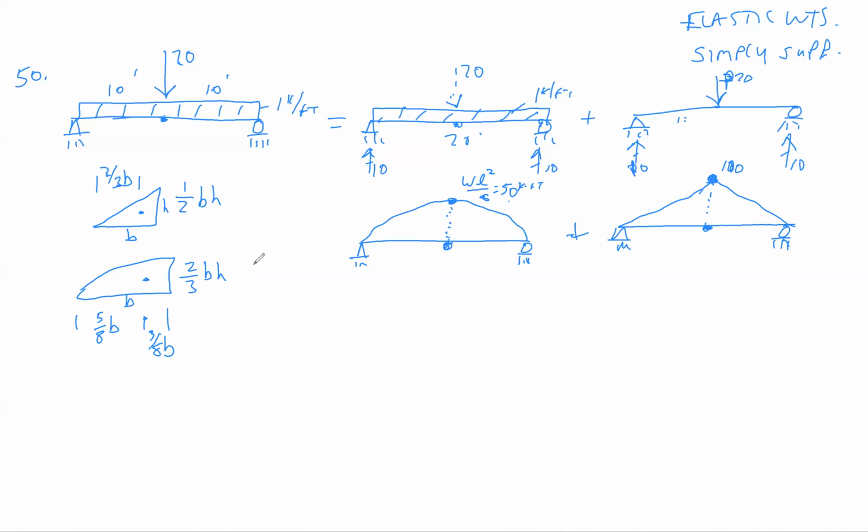So if I said 2/3, and the base being 10 feet, and the height being 50, we get an area of 333.3. That's the area. And it's the same for both sides, as it's symmetrical. And over here, the area is going to be half the base, which is 5 times 100. That's going to give us 500 for both sides.